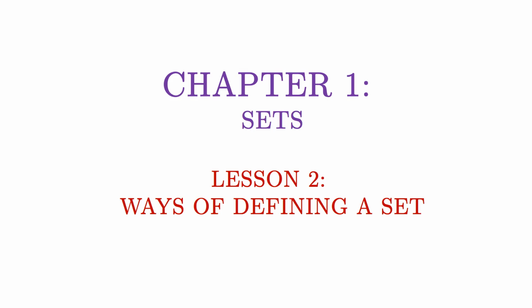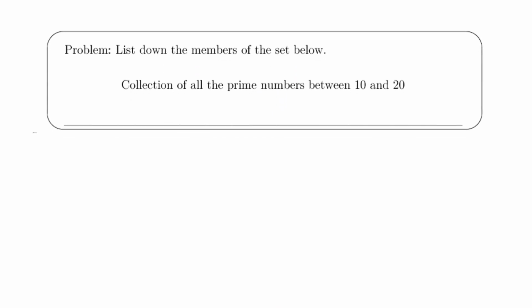Lesson 2 for our chapter 1. Lesson 2 talks about the two ways of how to define a set. Before, in lesson 1, we tried to determine if a certain collection can be considered a set or not. And we can consider a collection a set if that collection is well defined, the description is very clear and specific.